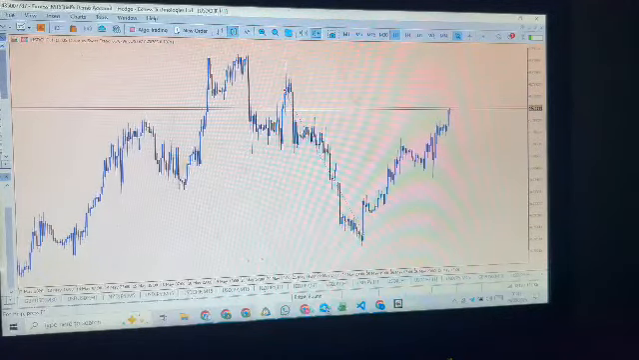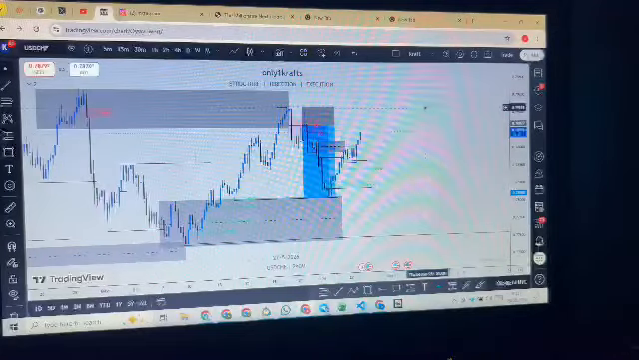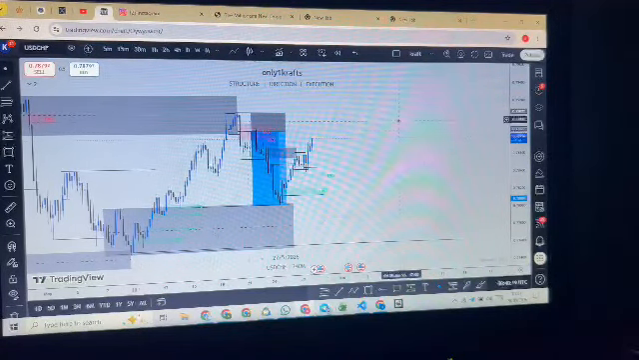Anyways, that explains how I got this setup right here. It's quite as simple as that. You can see where the entry came from. It's quite as simple as that.